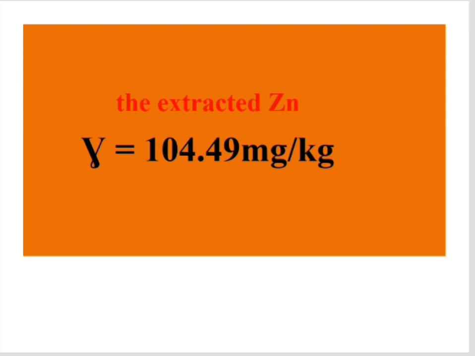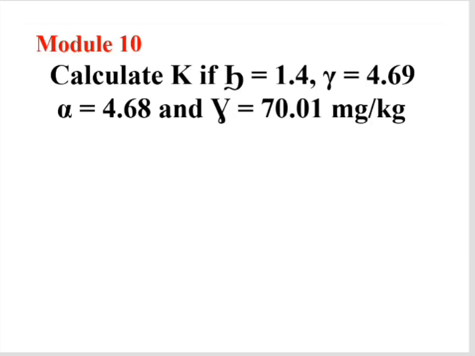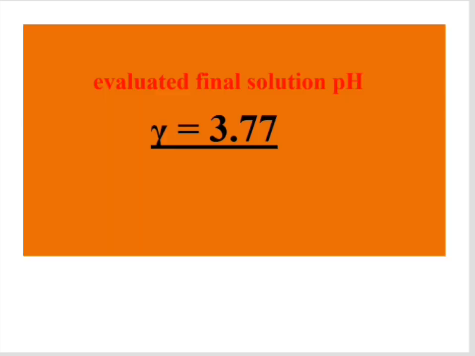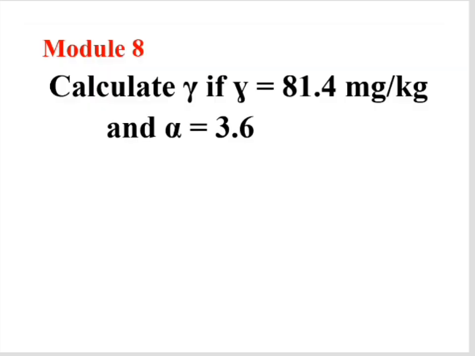It is important to take note of the fact that in this process, the final solution pH is always greater than the initial. Let's go down and look at model 10. The final solution pH is 4.69, while the initial solution pH is 4.68. And when we did some calculations and got the value of one of the pH values, you can look at this. When the final solution pH is 3.77, the value of the initial was 3.6. So you can see that the final is always greater than the initial.